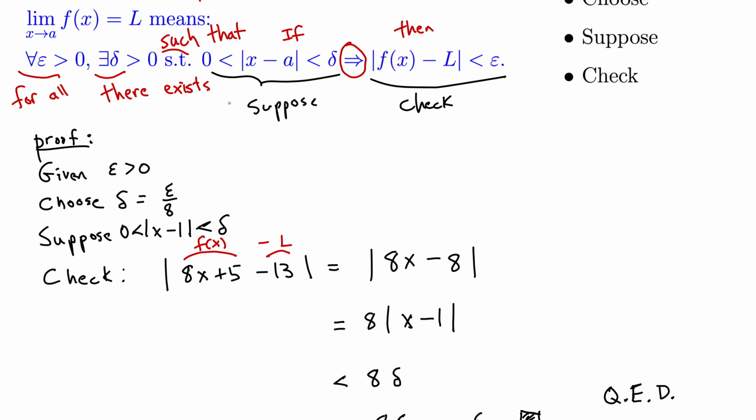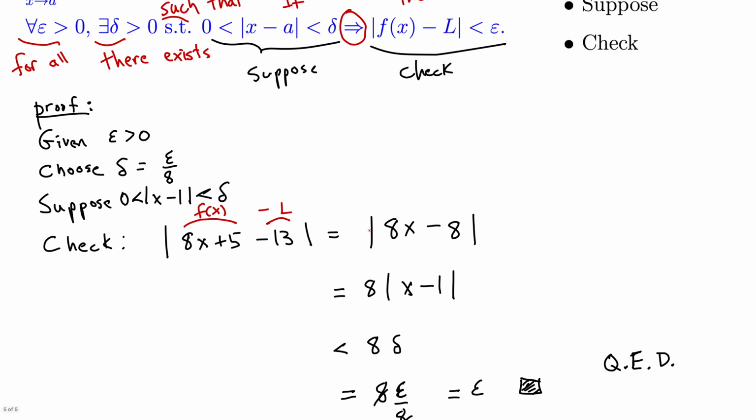Now such that the if part is this suppose. Okay, suppose that absolute value of x minus 1 is less than delta. So it's very close. Our x is very close to 1 is what that's saying. And then this check is our then part of this implication here. So then we just make sure that the absolute value of f of x minus L is indeed less than epsilon, because that's what we need to have here to complete the proof.